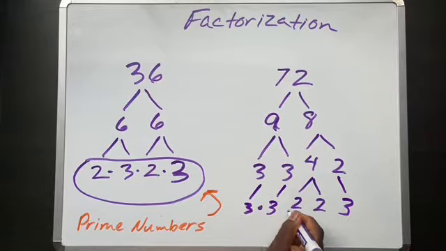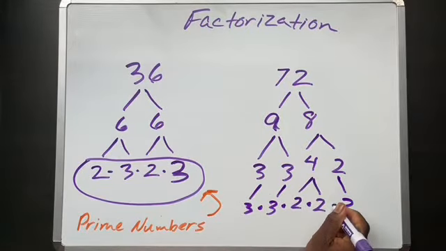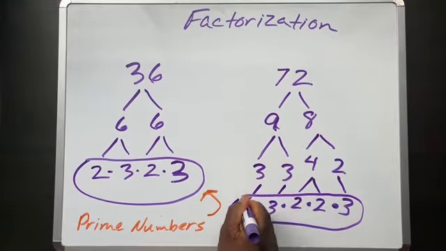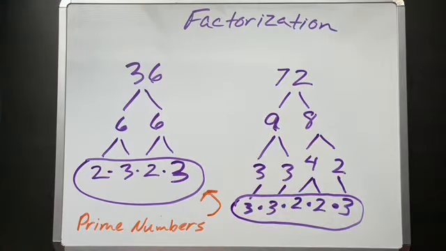And then we'll put dots in between to imply multiplication. So 3 times 3 is 9. 9 times 2 is 18. 18 times 2 is 36. 36 times 3 is 72. This, again, is your prime factorization of 72. Very good.